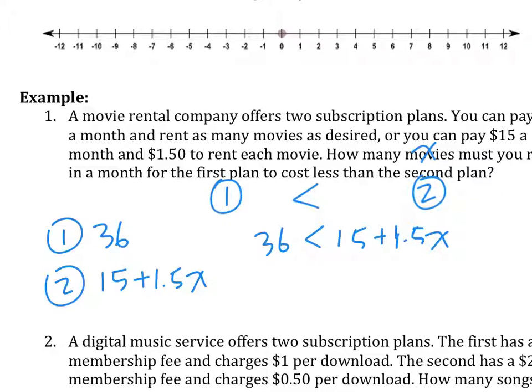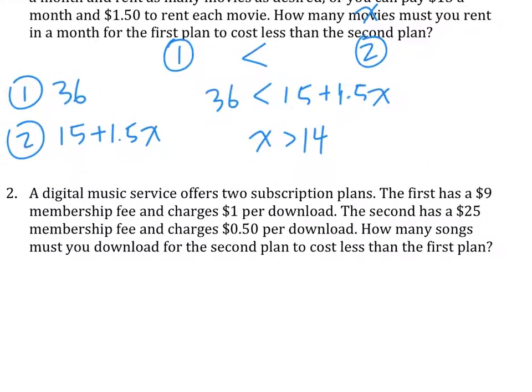So now it becomes really easy. Go ahead and solve it. How many movies do you have to rent so that the first plan costs less than the second plan? So the first one, you should get x greater than 14. So you can say 15 or more than 14. You just cannot say 14 because at 14, they're the same cost.